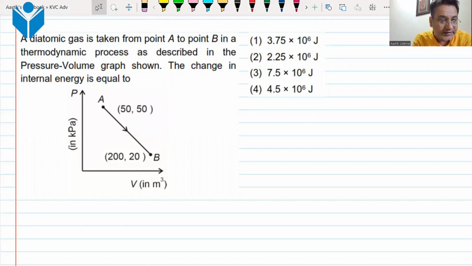This is the next question then. A diatomic gas is taken from point A to point B in a thermodynamic process as described in the pressure-volume graph. The change in the internal energy is how much? How am I supposed to find out the change in internal energy for this process? Yes, tell me. How did you get the answer?